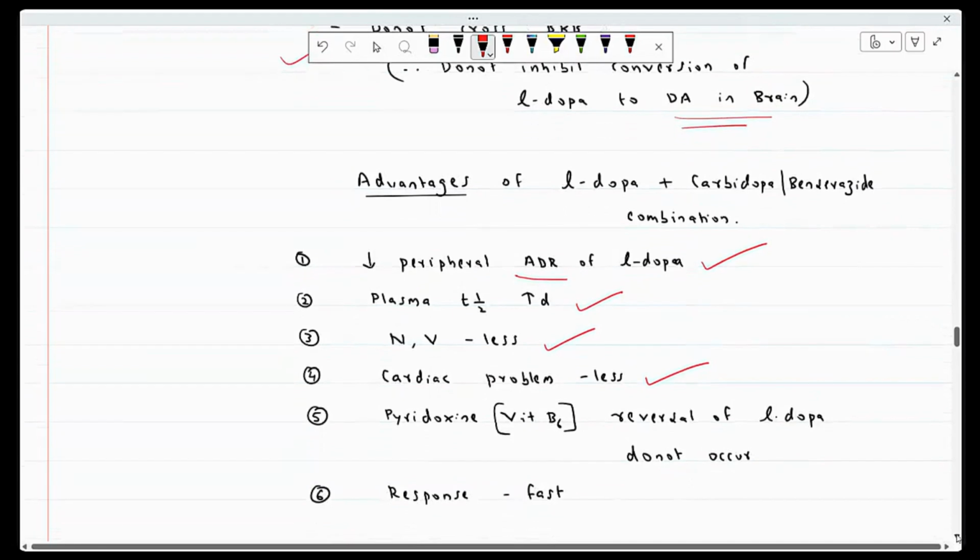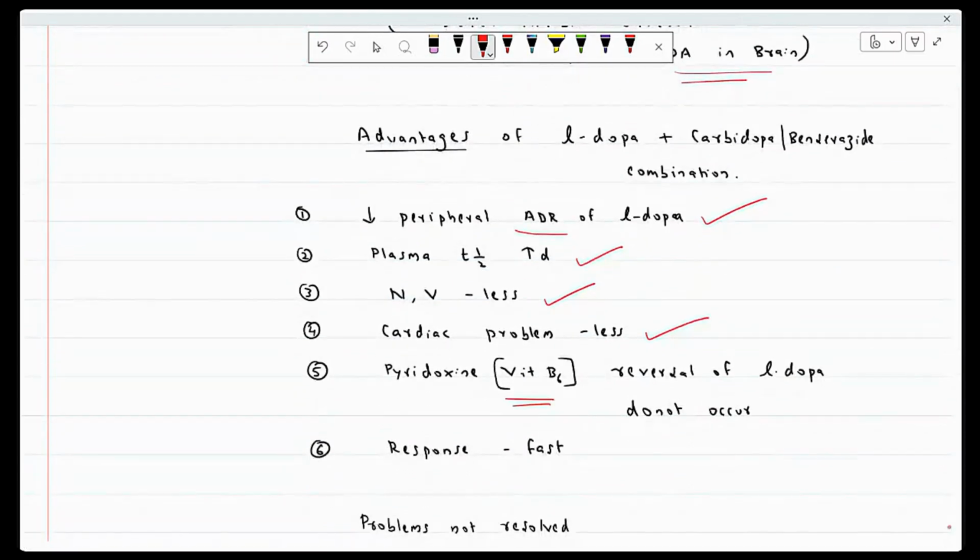Also, if you give it with levodopa, even vitamin B6 reversal of levodopa does not occur. I told you vitamin B6 should not be given because vitamin B6 is a cofactor. Now, if you give a carbidopa kind of drug, that will not be much of a problem. However, it's better to avoid vitamin B6. So remember that. So these are the advantages. The response will be very fast. The half-life will be increased, the peripheral ADR will be decreased, cardiac problems will be less, nausea and vomiting will be less.